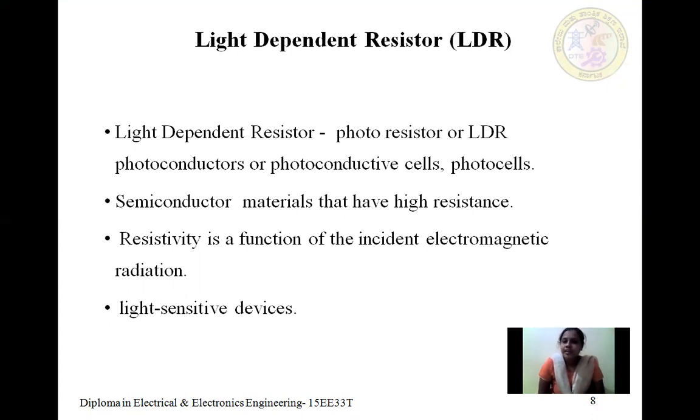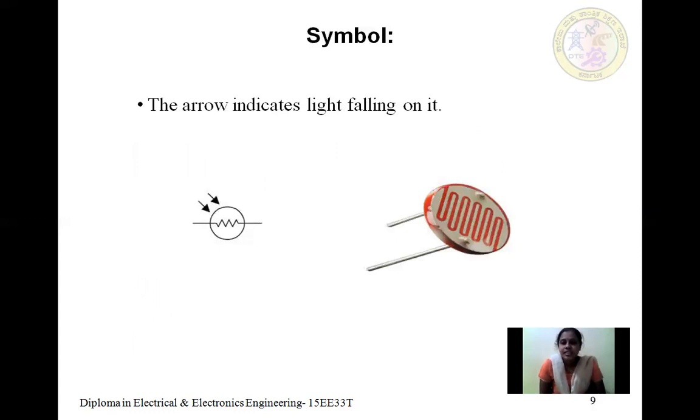Here in an LDR, the semiconductor material has a very high resistance. Resistivity is a function of incident electromagnetic radiation in the case of an LDR. This LDR is a light sensitive device. Here you can see the symbol of an LDR. The arrow mark indicates the light falling on it.